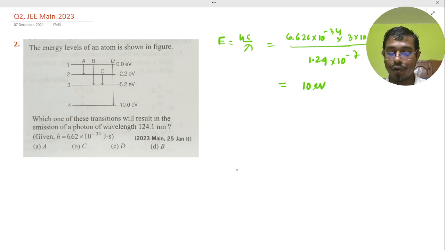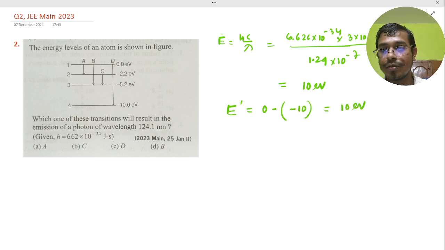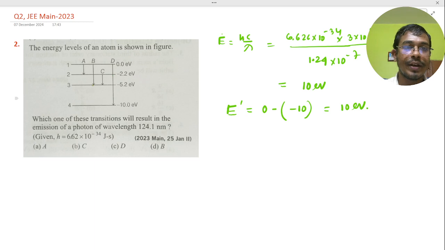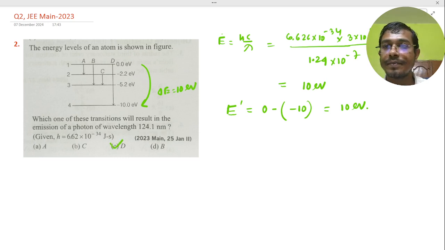So the energy of the photon in the transition, delta E, is equal to 0 minus 10, so basically 10 electron volt energy. Here it is shown that from D to E, this is basically delta E of 10 electron volt. So the D transition would be correct, option C would be the correct one.